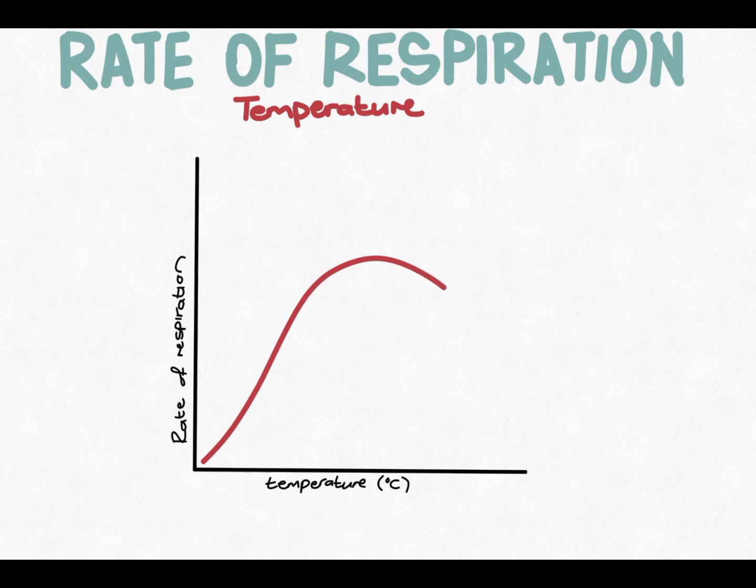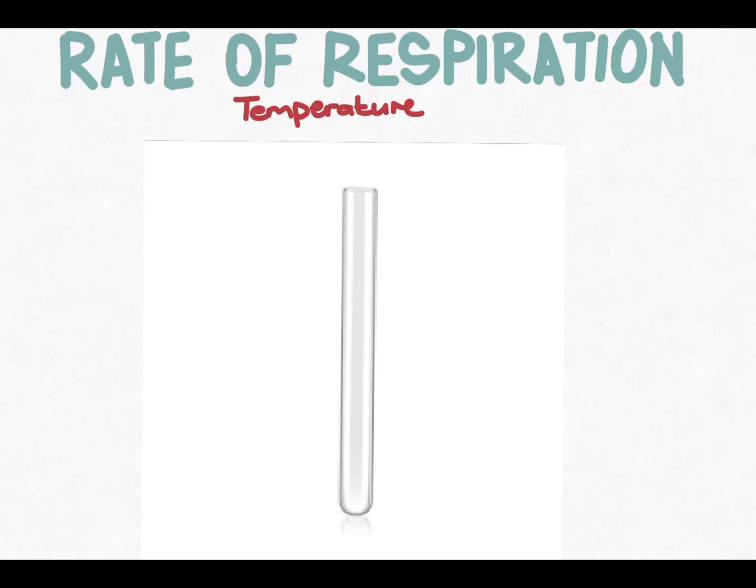Then we get to a point where it starts decreasing as we increase the temperature. And this is because the bonds inside of the enzymes will start to break down, changing the shape of the active site of the enzymes. This means that the substrate will no longer be able to fit into the active site, and our rate of reaction will decrease. Now, the maximum rate of respiration or maximum rate of reaction will be our optimum temperature for the reaction to occur. Now, we can show these results by doing a simple experiment.